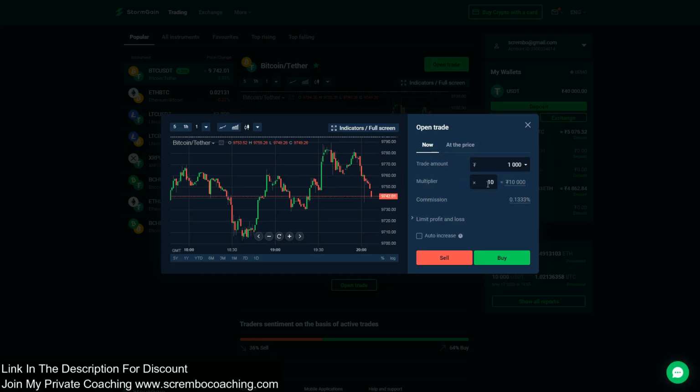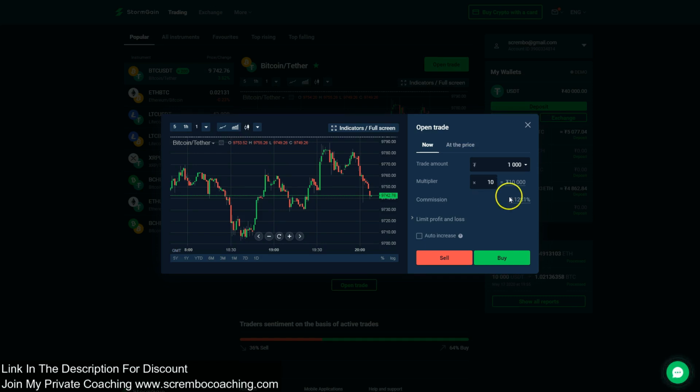Just like you can see, we can go up to 200x, which is extremely risky. And of course, you need a lot of funds in your account to handle that much leverage. But I'm not really suggesting to go above 10 to 20. That is already very risky in my opinion.